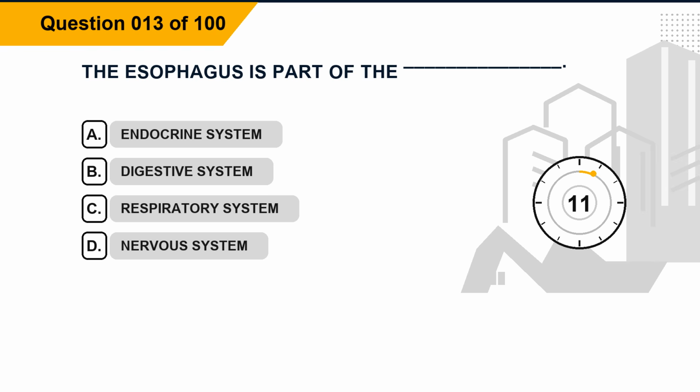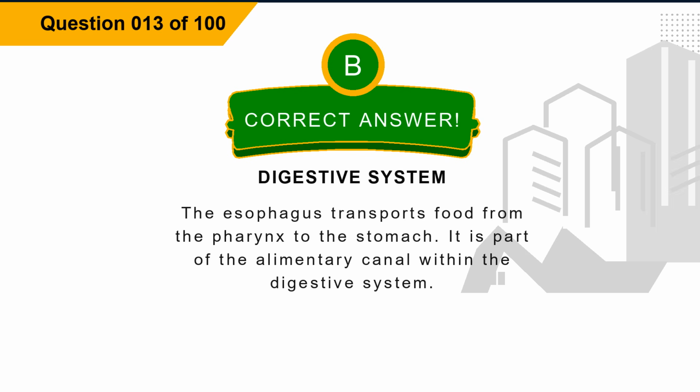Question 13. The esophagus is part of the blank. Option A, endocrine system. Option B, digestive system. Option C, respiratory system. Option D, nervous system. The correct answer is option B, digestive system. Explanation. The esophagus transports food from the pharynx to the stomach.